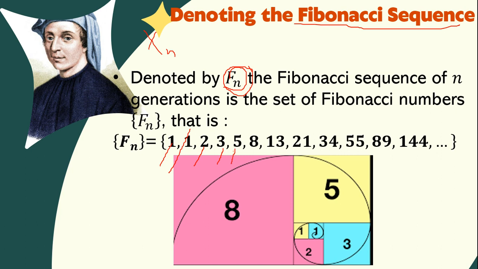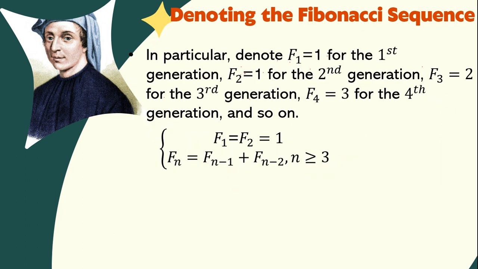F sub 5 is the fifth generation. We use F sub n to denote the generation, and so on, where f sub 1 is equal to f sub 2 is equal to 1. So the value of f of 1 is 1, and the value of f of 2 is 1. So 1 is the value of these two.